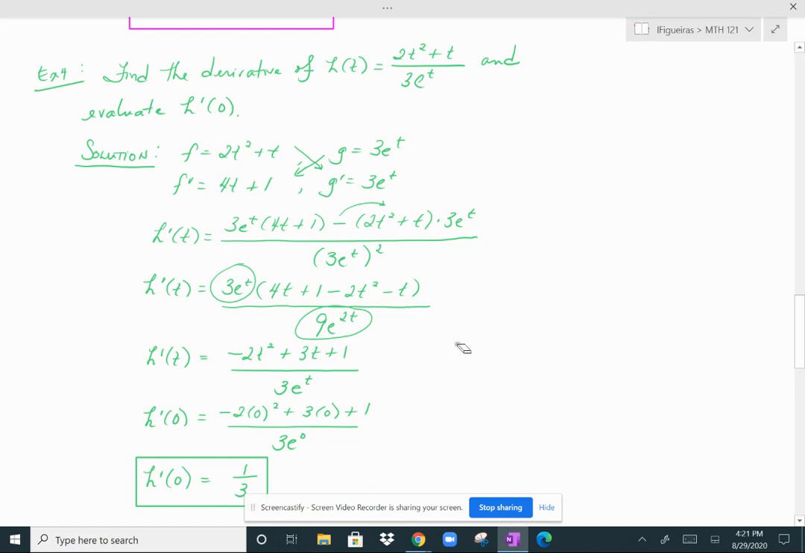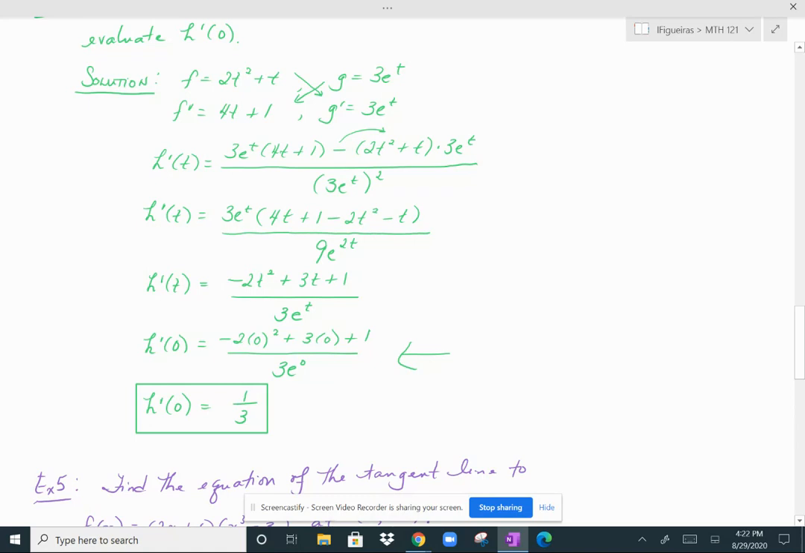So that expression is as simplified as can be, but now I need to evaluate it at 0, which is what you see here. So when you plug in 0, you end up with 1 in the numerator and 3 e to the 0. Well, e to the 0 is 1, so h prime of 0 is just 1/3.